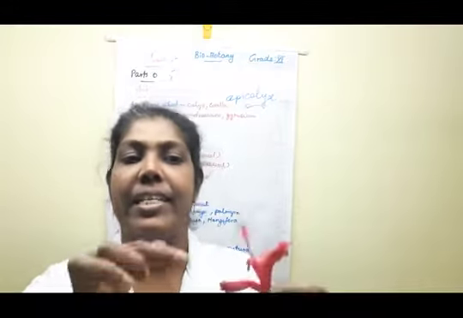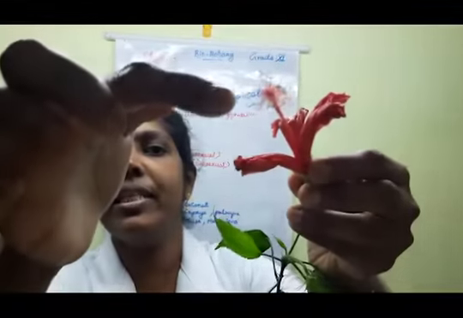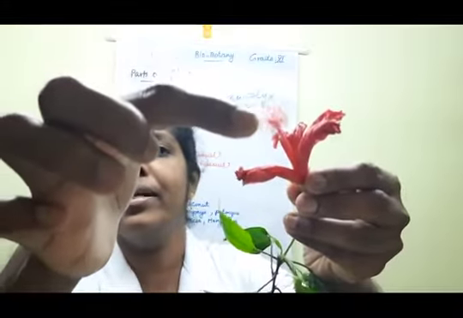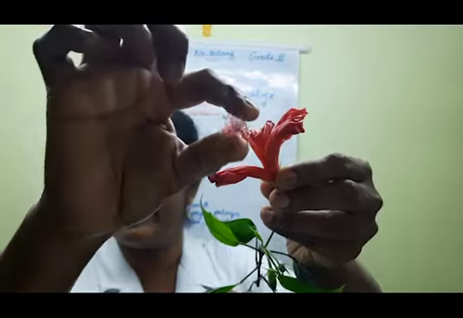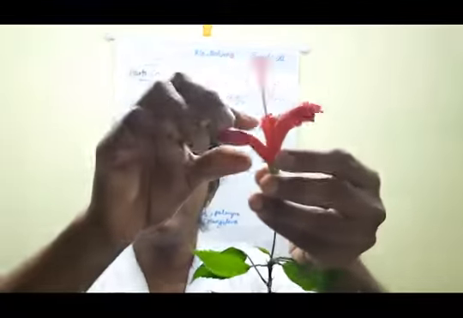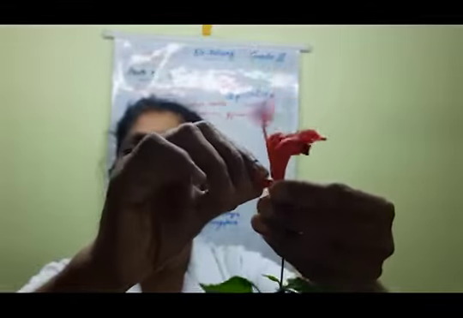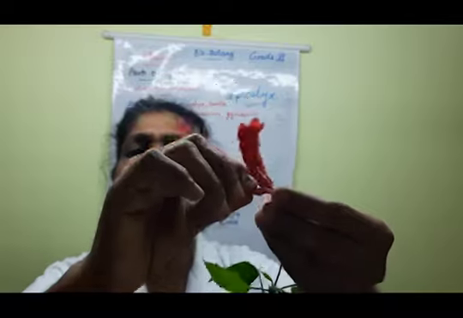Clear? Yes. Next one, this is the stigma, isn't it? Inside the androecium, there is a very long white colored style, children. Then the basal region is also there, and here is the ovary part.